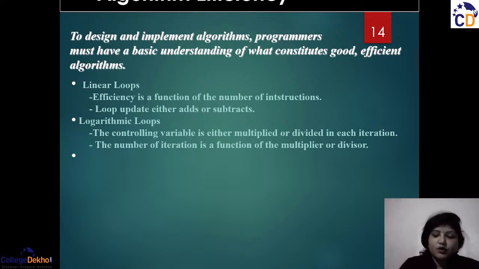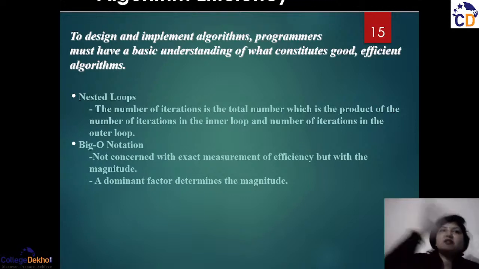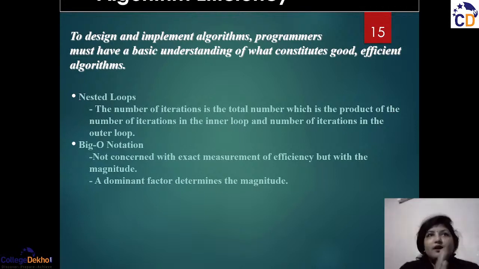Let us see more loops, that are nested loops. Now, what are nested loops? The number of iterations is the product of the number of iterations in the inner loop and the number of iterations in the outer loop. Nested for loops are used in sorting algorithms. You have quick sort, merge sort, insertion sort, and a number of algorithms through which you can implement nested loops, where we require these nested loops.